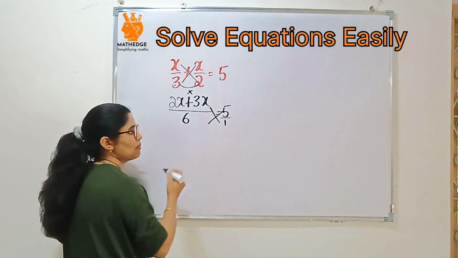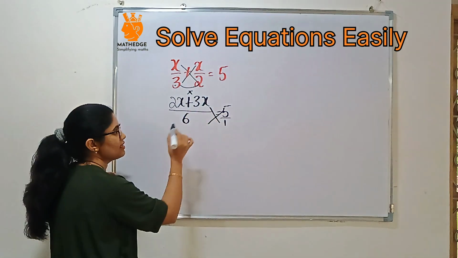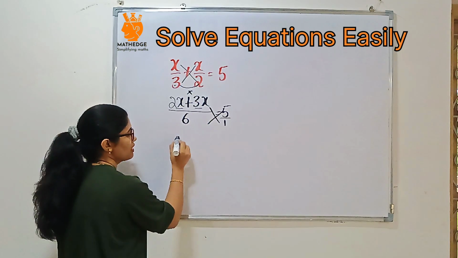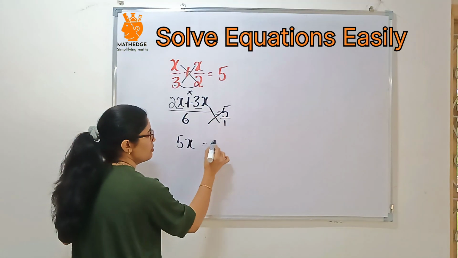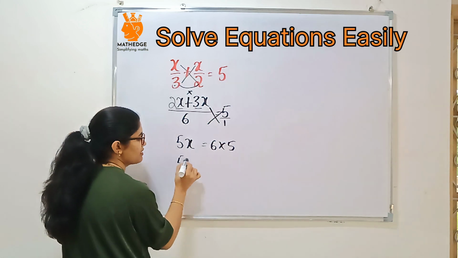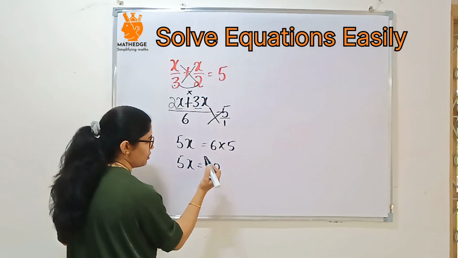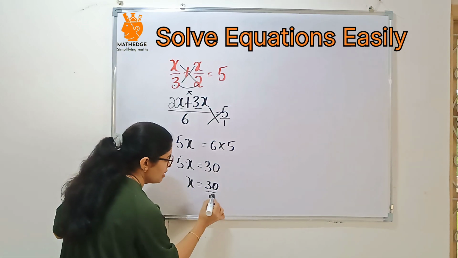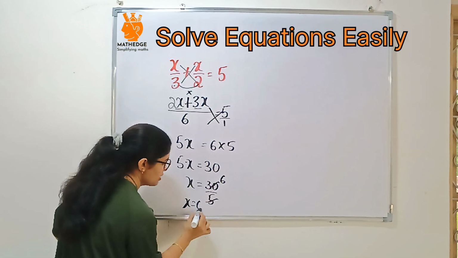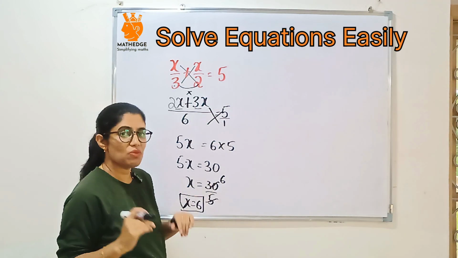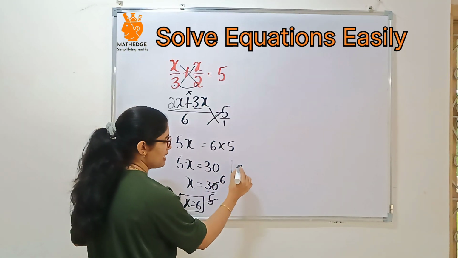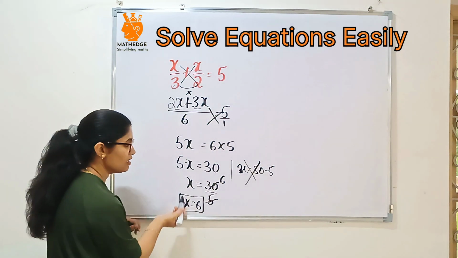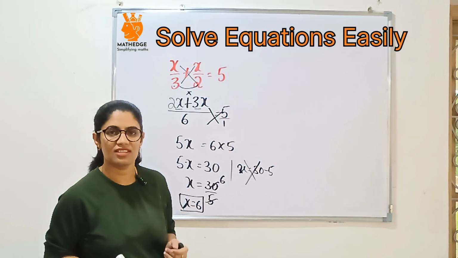Then do the cross multiplication again. So 2x plus 3x, see, both are like terms. So can we add these? You will get 5x. Then 6 into 5, so 5x is equal to 30. Here we have a multiplication, it goes to the denominator, 30 by 5, and 5 sixes are 30. So x is equal to 6. Usually most students will do it like x is equal to 30 minus 5. That is wrong. So this is the way to solve the equations.